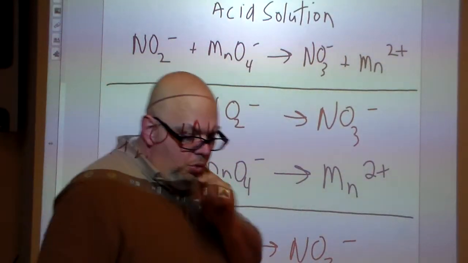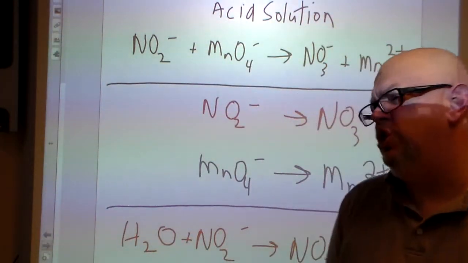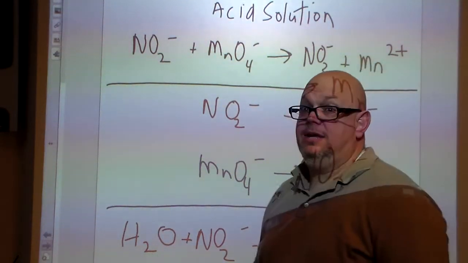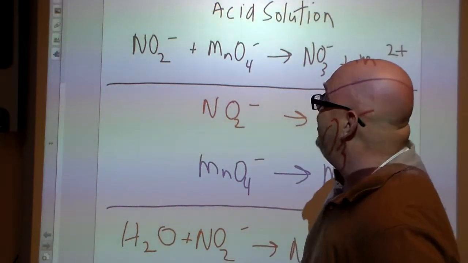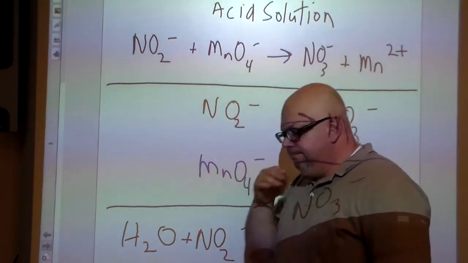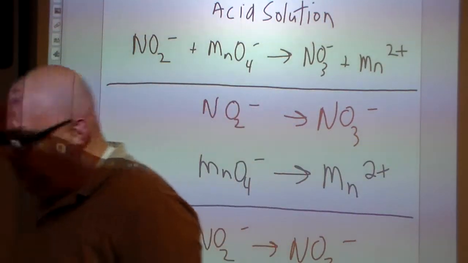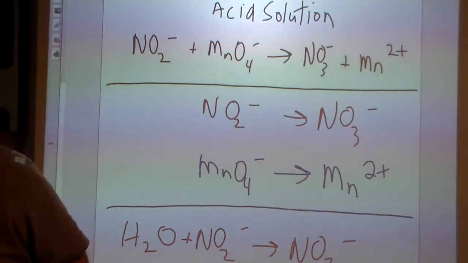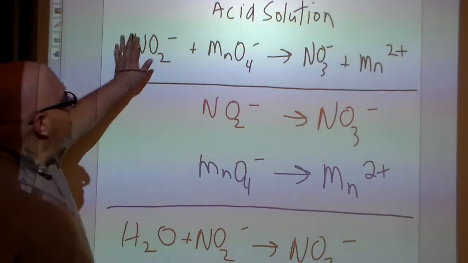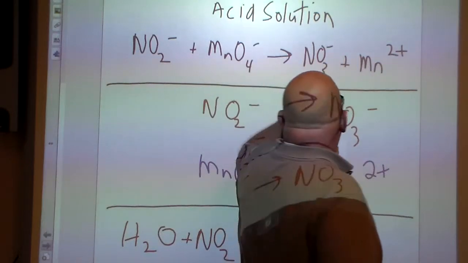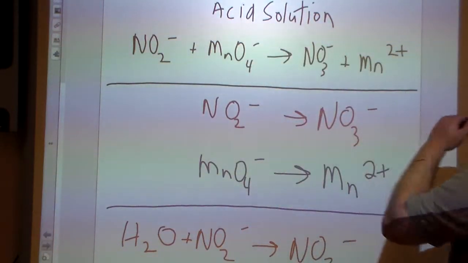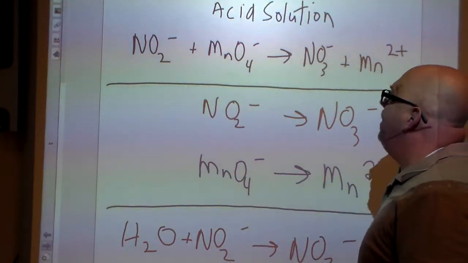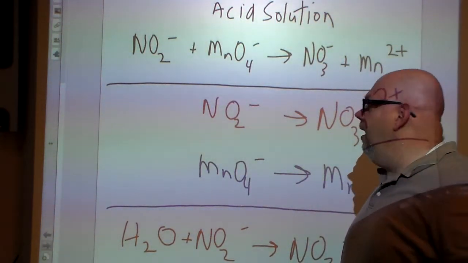We're going to do the first one in an acid solution, okay? And I'll probably do a second video that will focus on a basic solution more than anything else here. So in an acid solution, and you'll understand why we need to do that for this. So here's NO2 minus plus MnO4 minus gets us NO3 minus plus Mn2 plus. Great. You'd say, hey, it's not balanced. We're not worried about that right now.